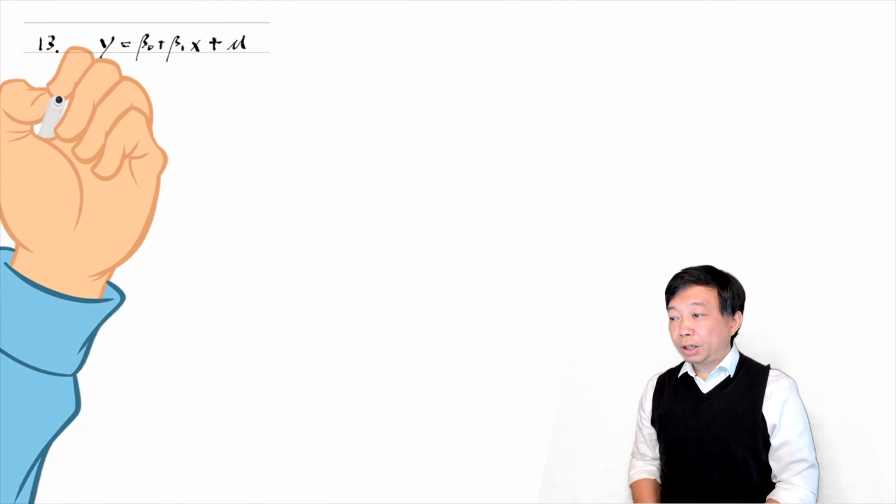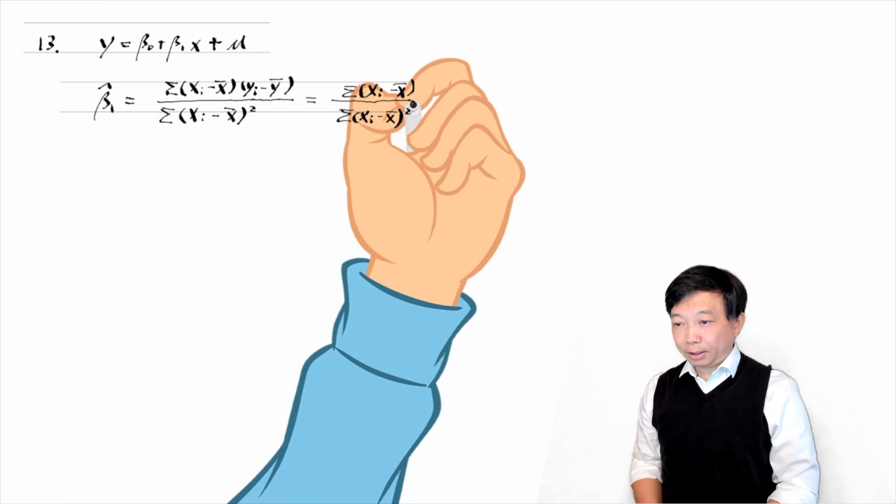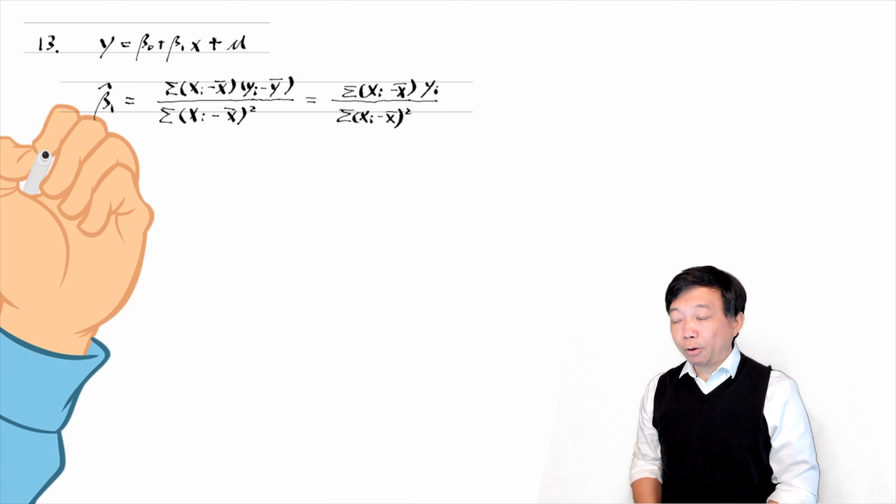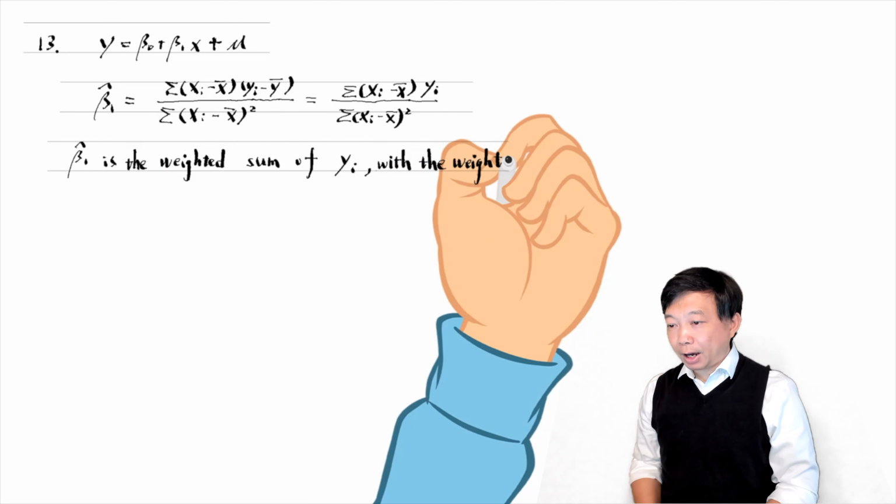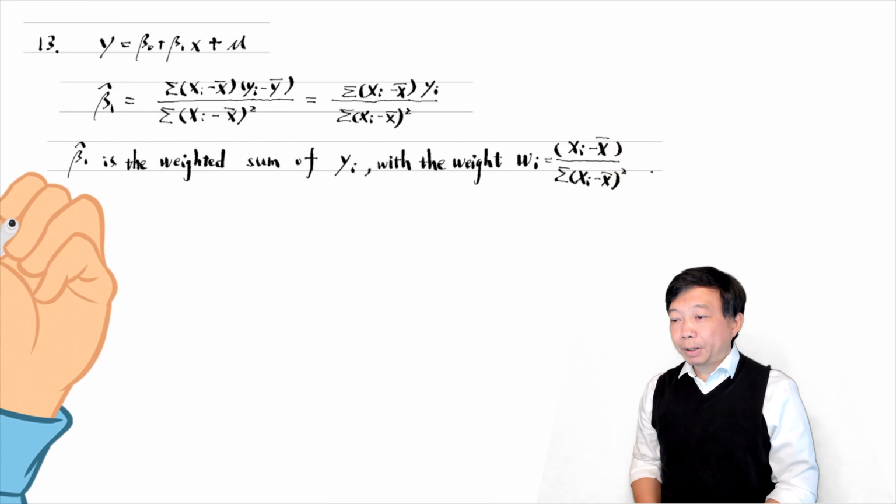To show the estimator is linear, we need to show we can write it as a linear function of the outcome variable y. Let me first show you why the OLS slope estimator from the simple regression model is linear. We can write beta 1 hat as a weighted sum of yi. The weight is a function of xi. So beta 1 hat is linear.